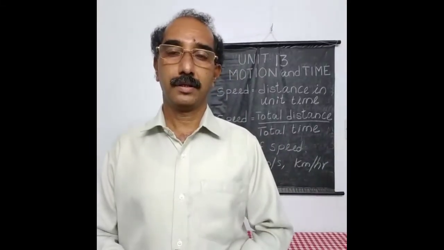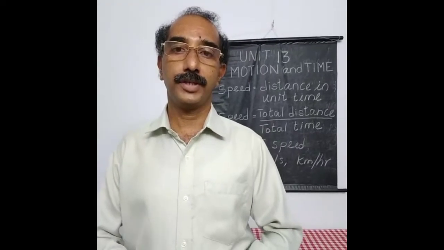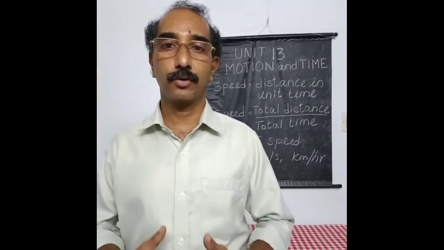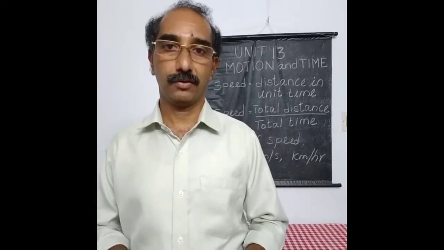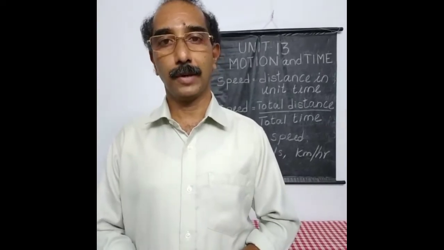Dear students, today we are going to discuss Unit 13, Motion and Time. In Class 6 you have studied different types of motion. When an object moves along a straight line, it is called straight line motion. When an object moves along a circular path, it is called circular motion. And you have also studied oscillatory motion, when an object moves to and fro, like the motion of a pendulum.